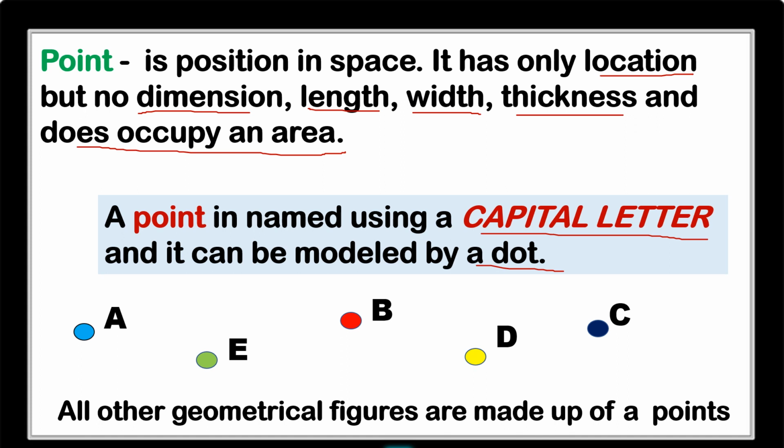Ang ibig sabihin nun, lahat ng geometrical figures, ang kanilang origin, ang kanilang pinanggalingan is consist of so many points. Example, the square. Ang square ay hindi mabubuo kung wala pong point o pinagdikit-dikit na points. The rectangle, the triangle, and other polygons are geometrical figures that are made up of points.